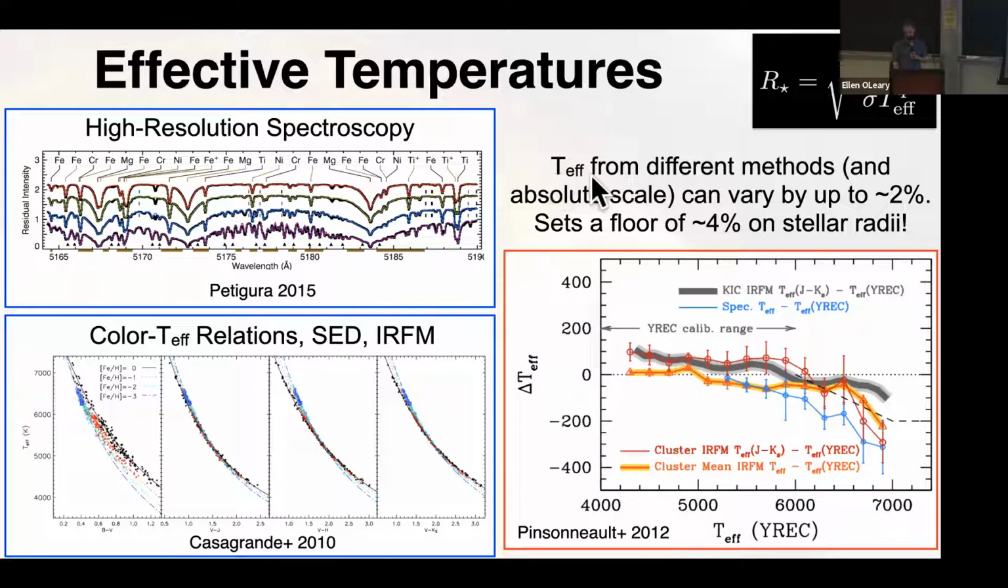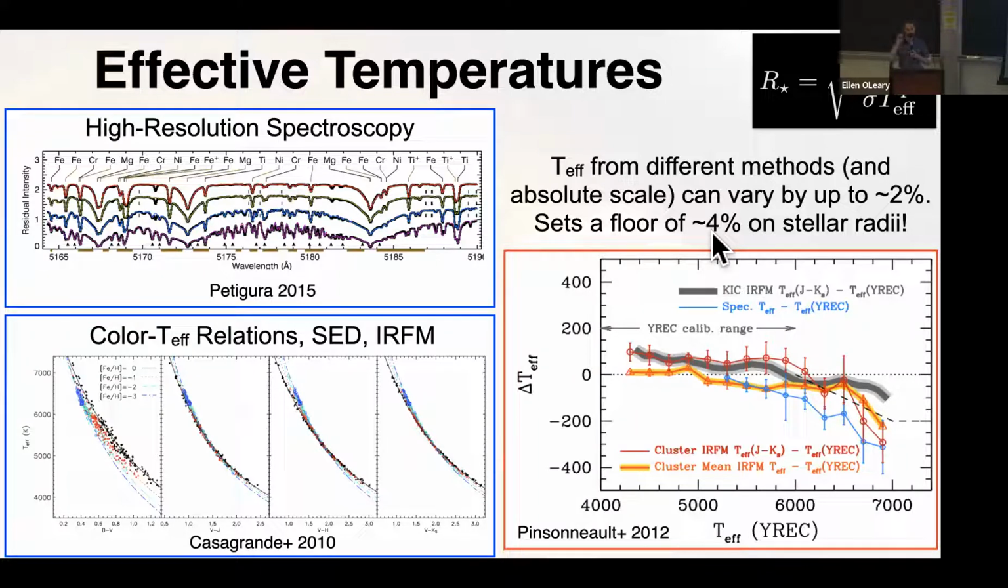And one important thing to take away is that the effective temperature from these different methods can vary significantly. So here's a plot that shows the differences in effective temperature measured using different methods as a function of some reference effective temperature. And you can see that if you subtract different methods, photometric and spectroscopic, you can get differences on the order of a few hundred Kelvin, which at solar temperature corresponds to about 2% in temperature. And if you remember the Stefan-Boltzmann law, it goes into the fourth power, or rather, the radius goes into the second power. So this sets a floor in the precision that we can reach, and in fact, also the accuracy, if you think about the absolute scale, of about 4% on stellar radii.